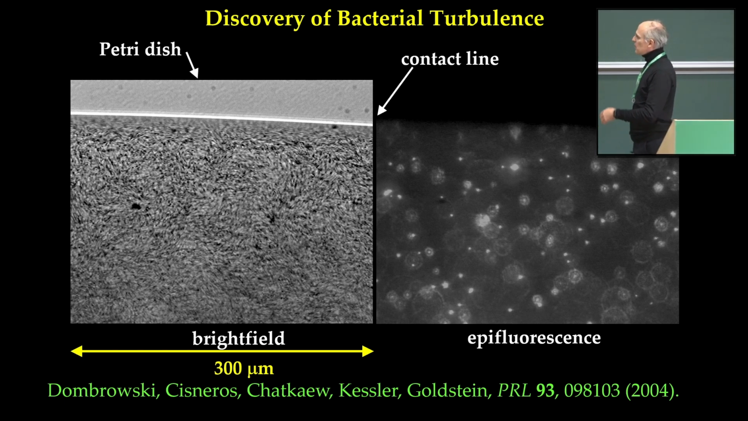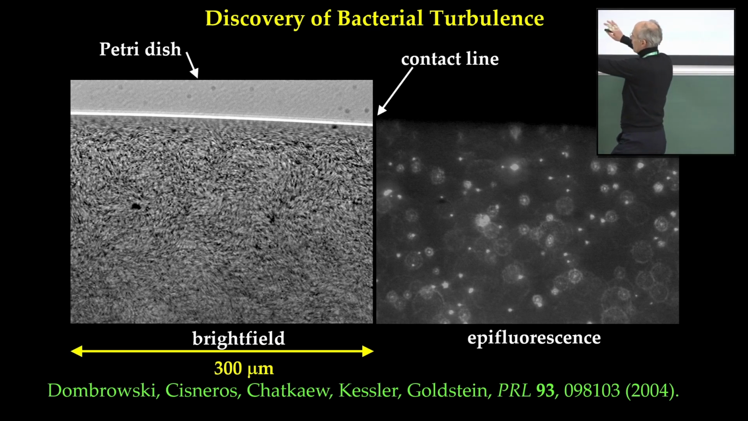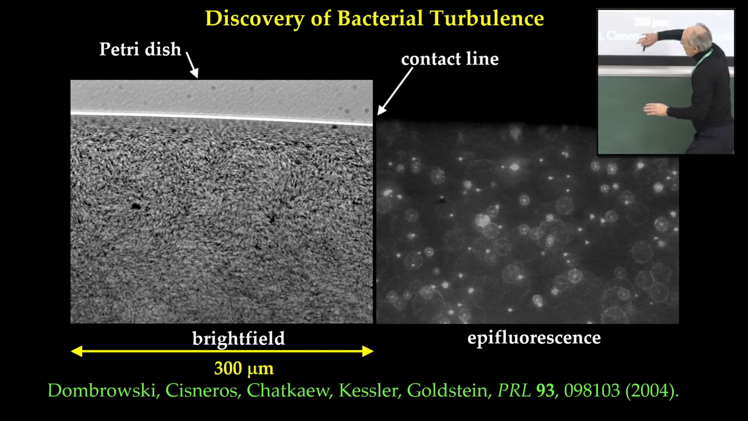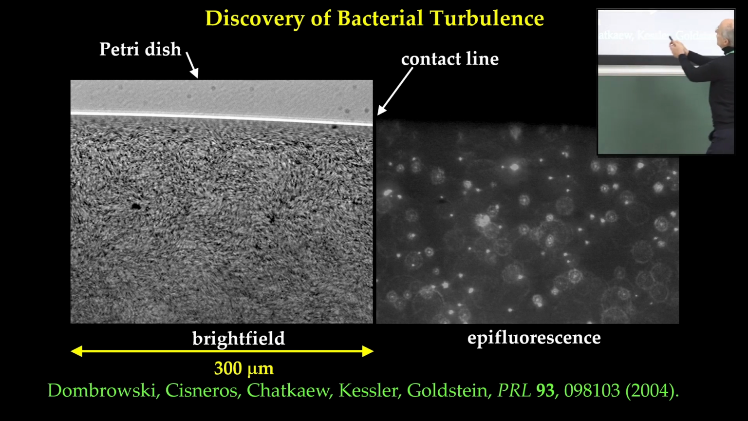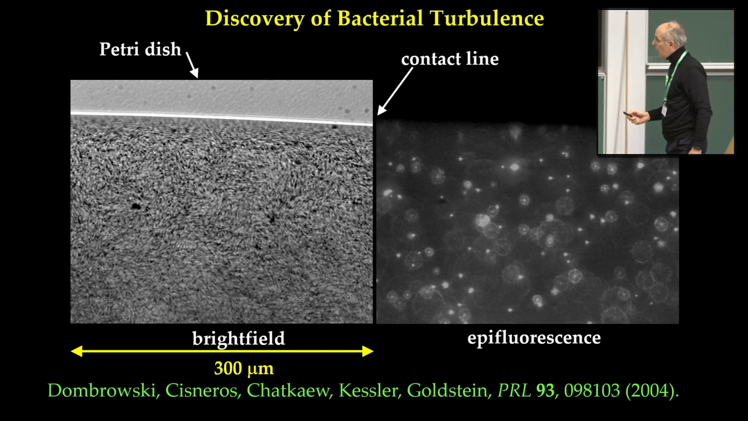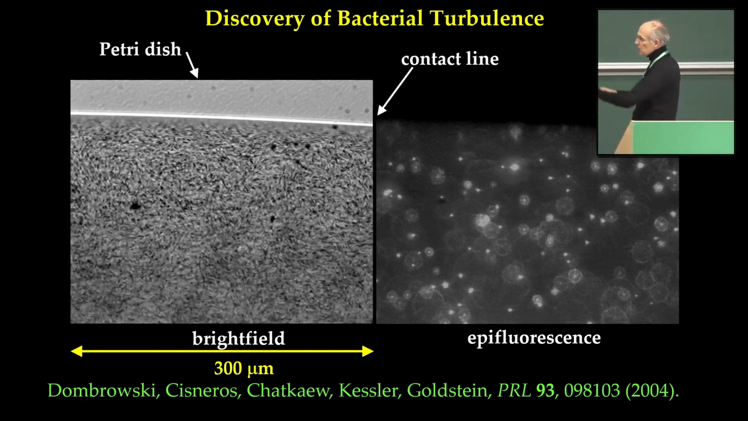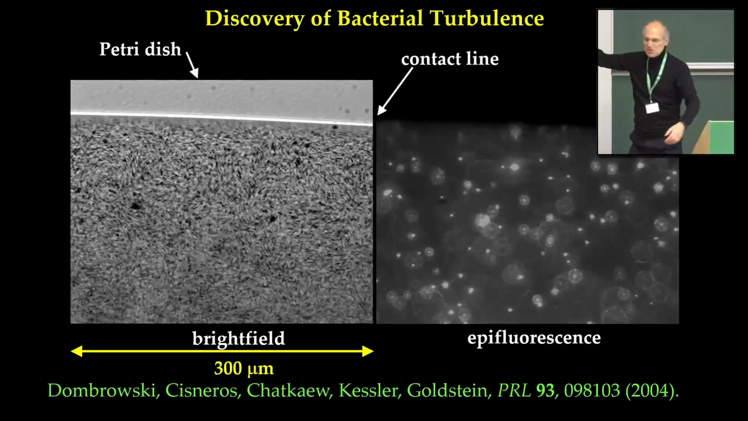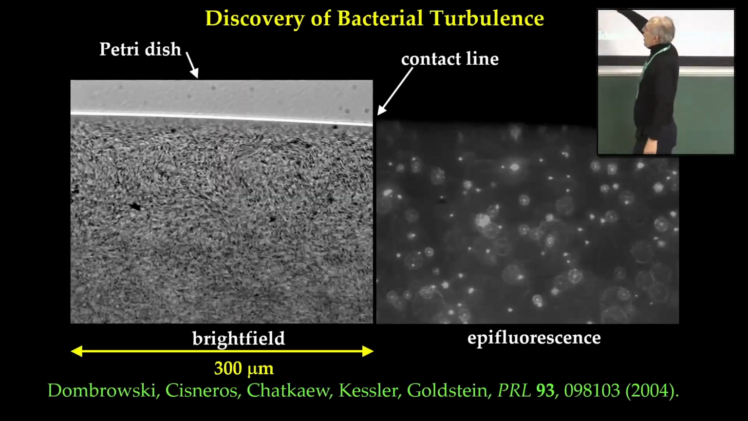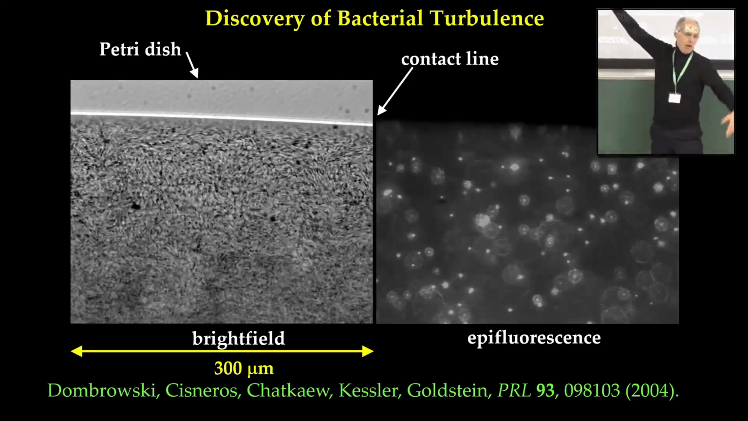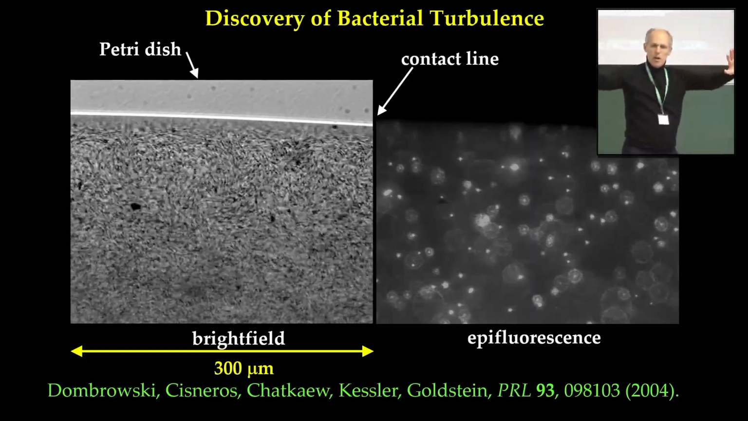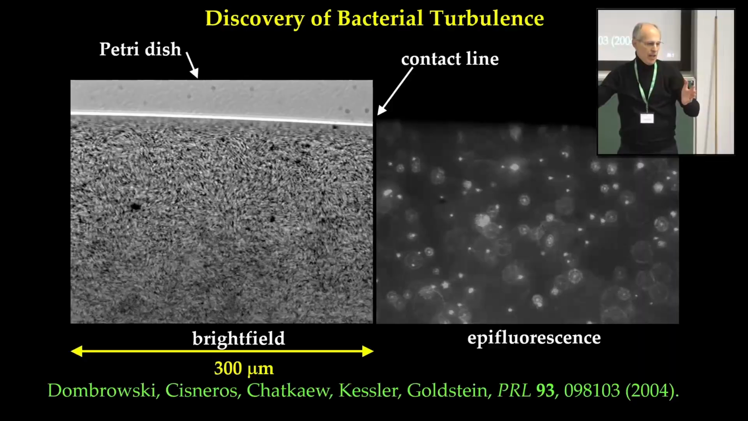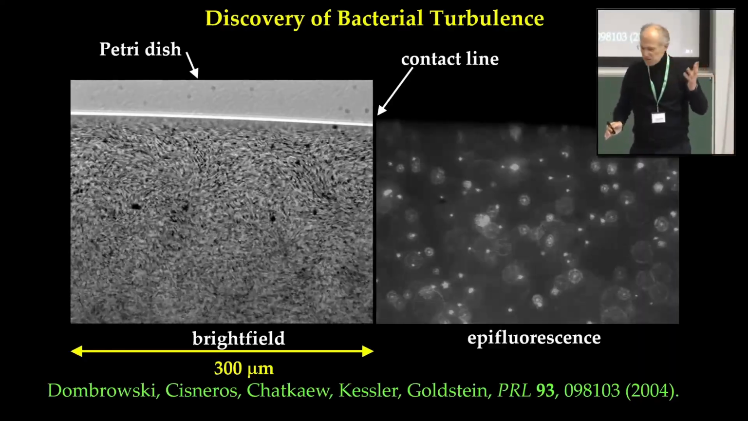Right, so this is what you see. Here's a field of view of about 300 microns. So the pendant sessile drop is coming down. That's the contact line with the plastic petri dish right here. And this is a real-time movie of what you see. So behold, bacterial turbulence. Remember, the individual bacteria are 2 or 3 or 4 microns long. So these swirls and eddies that you see are on a length scale that's much larger than the individual bugs.